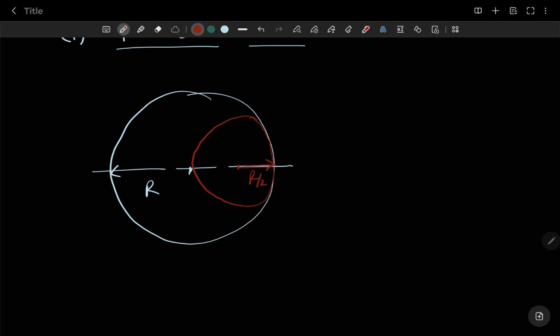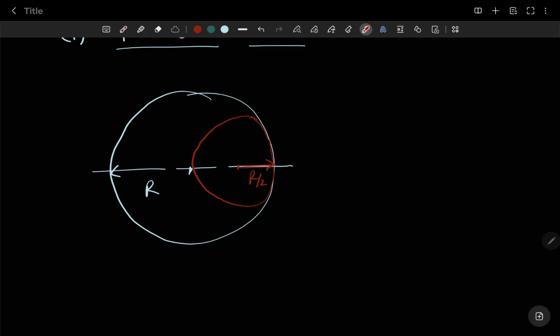Now you see, let us consider that the mass of this truncated part is m2, and the rest of the disk is m1. So m1 and m2 together comprise the whole disk.